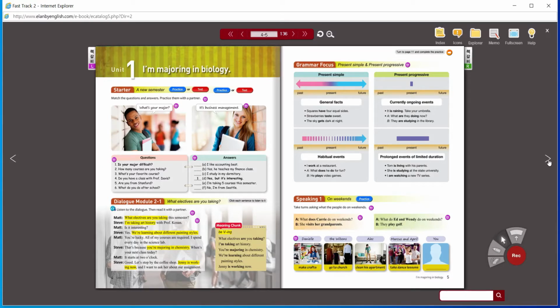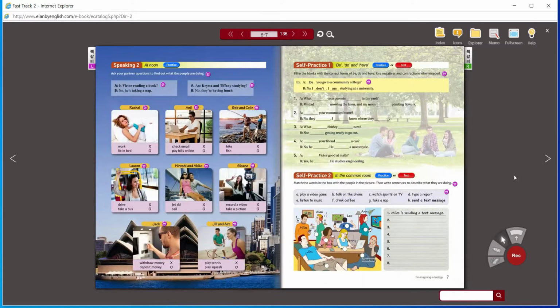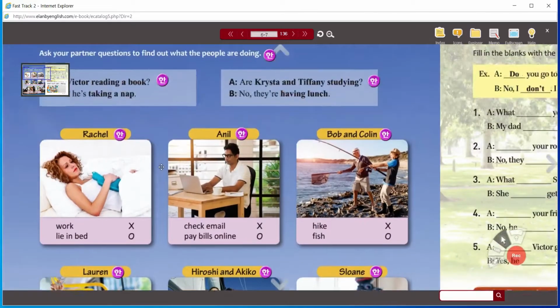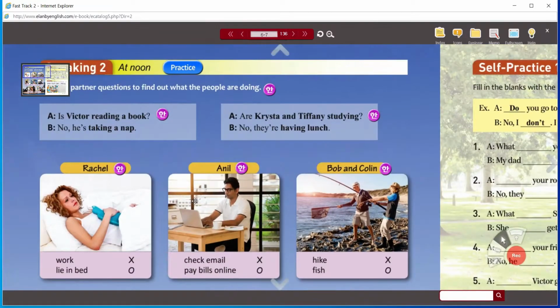Let's go to the next page in our textbooks, page 6. In this activity, speaking task 2, we're going to be practicing creating sentences about people's activities.